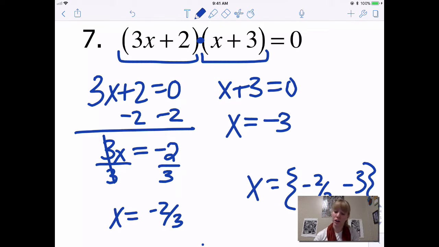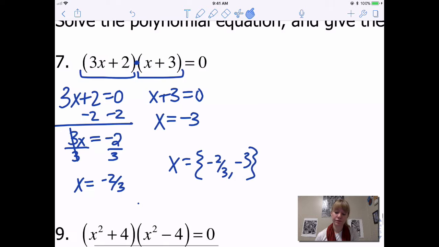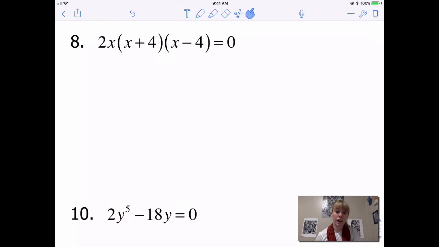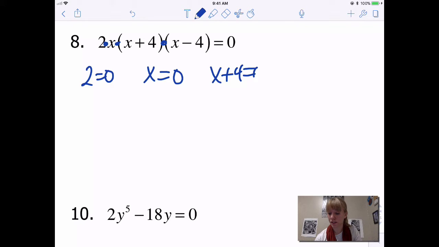I don't care what order you list those answers. On number 8, you should be noticing that I have 4 things to set equal to 0. I have a 2 equals 0, an x equals 0, x plus 4 equals 0, x minus 4 equals 0. This can happen. You could have a whole long string of all of those factors. It's fine. But 2 equals 0 doesn't make sense.